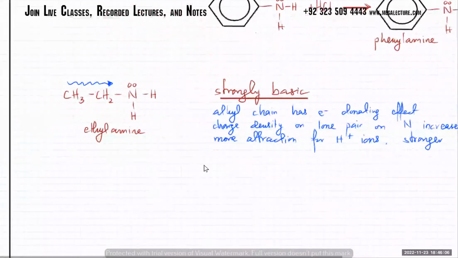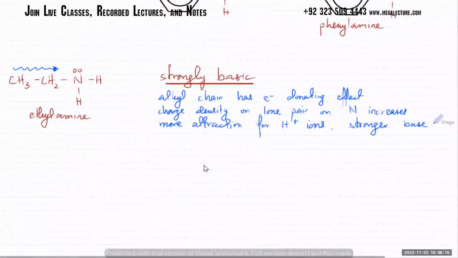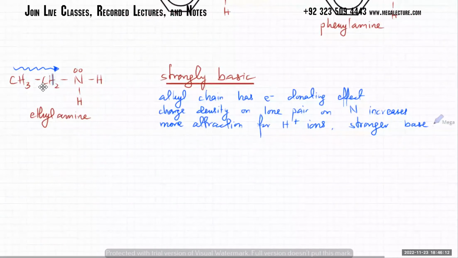No, in alkyl amines, what happens? There's an electron donating effect, right? So here the negative charge on the lone pair will become higher, right? And if it's higher, it's going to attract more H plus ions. Okay, is it clear? Yes sir, it's clear.